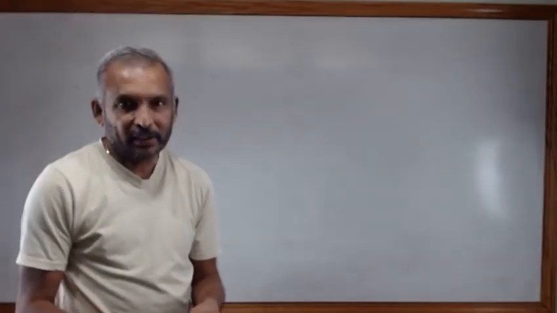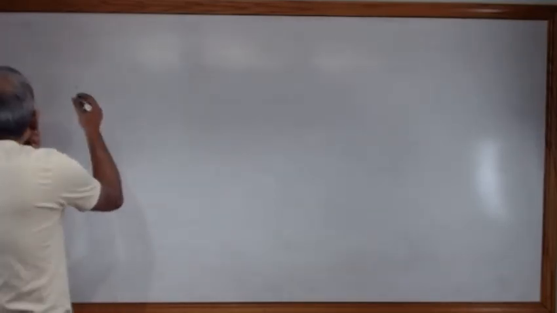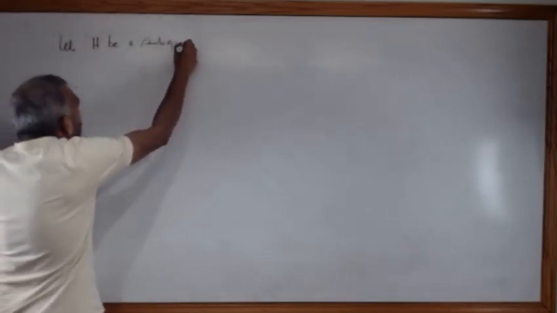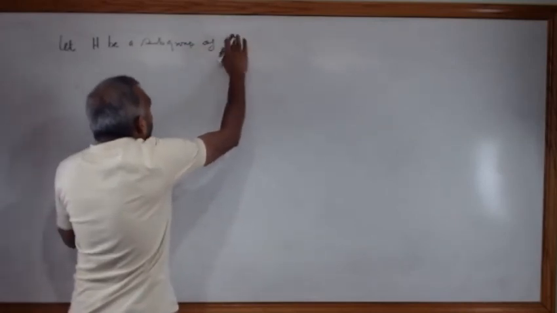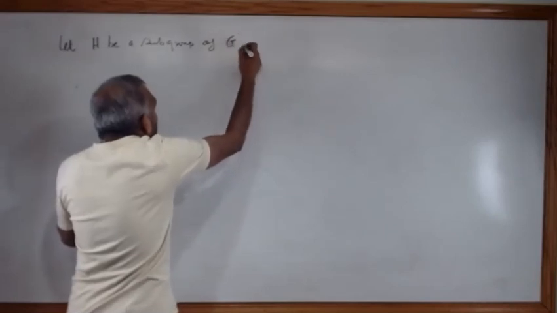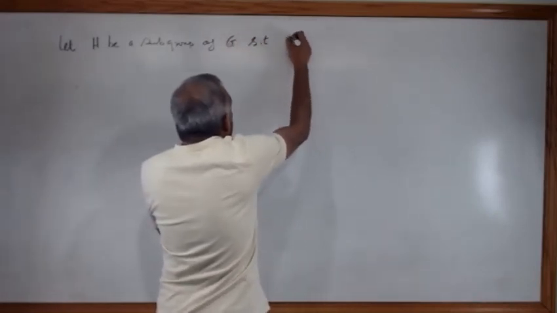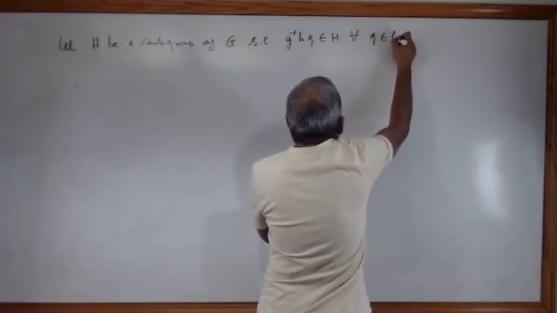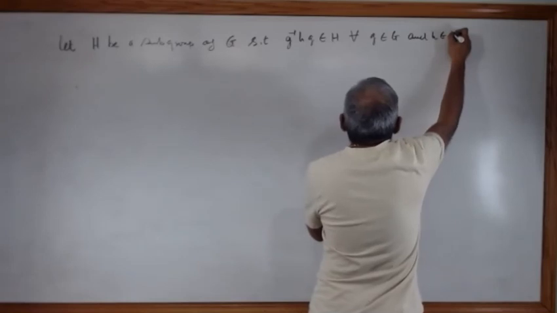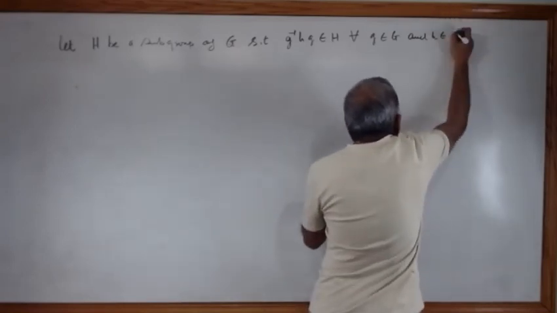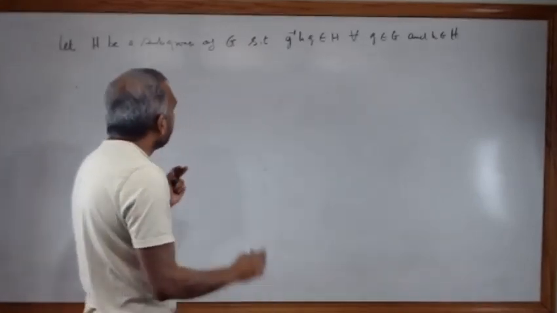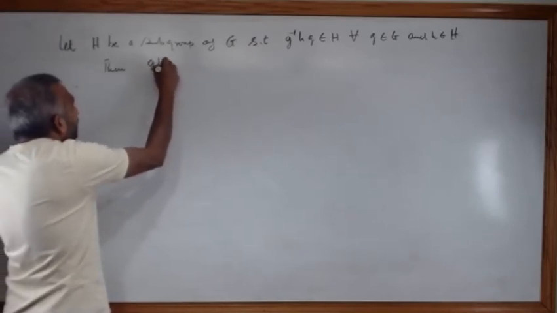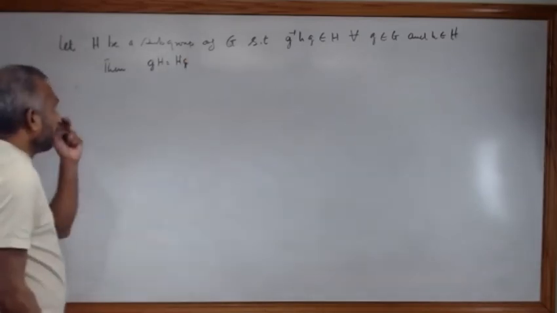We'll do our last problem in this session. That is, let H be a subgroup of G such that g inverse hg belongs to H for all g in G and h in H. Then show that gH is equal to Hg, meaning the left and right cosets are same.